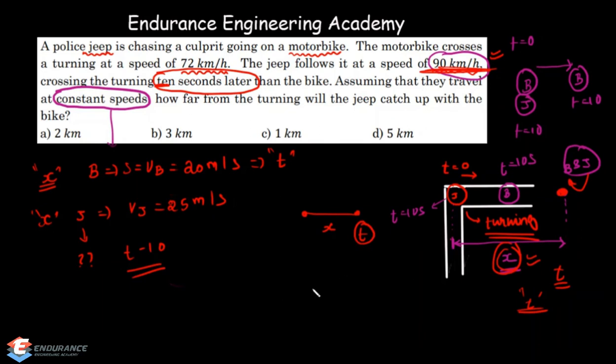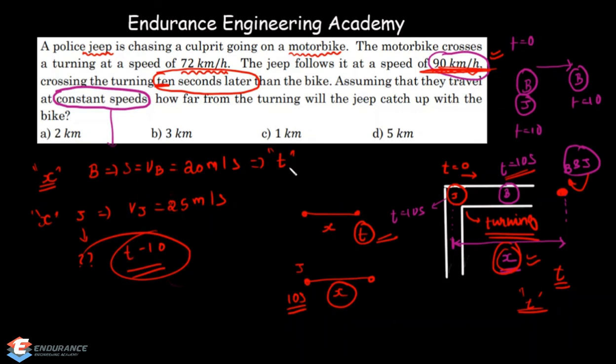Now here already bike has traveled some distance in 10 seconds. But Jeep was present at this point only at the 10th second. Now Jeep should also cover the same distance x, and it should catch the bike. If it should catch the bike, then Jeep should cover the same distance in time t minus 10, right? Because total time bike has taken was t, so total time Jeep has to take should be t minus 10. I hope it is clear. So the time taken for Jeep to cover the same distance should be t minus 10.